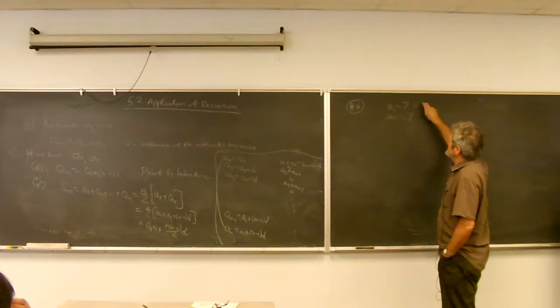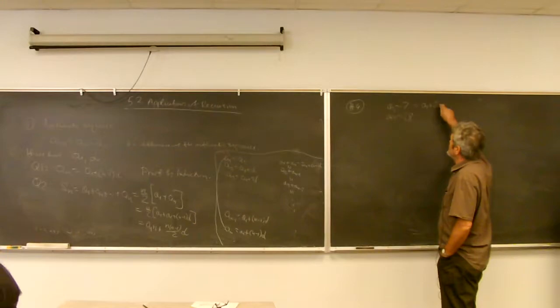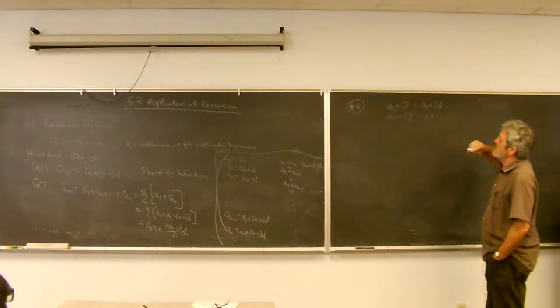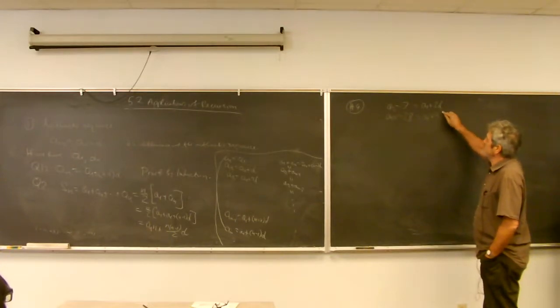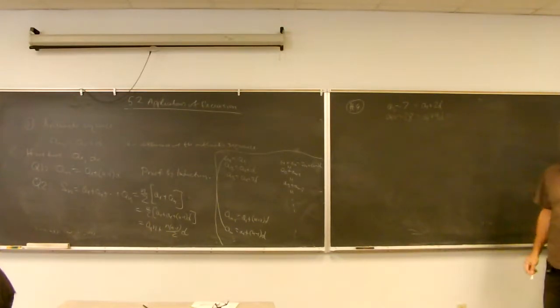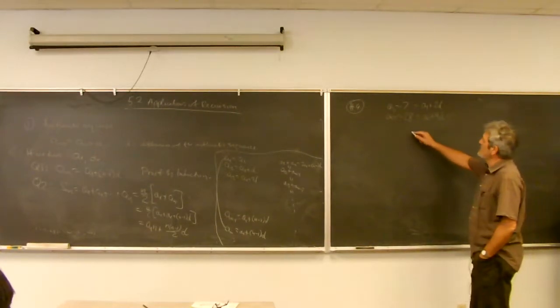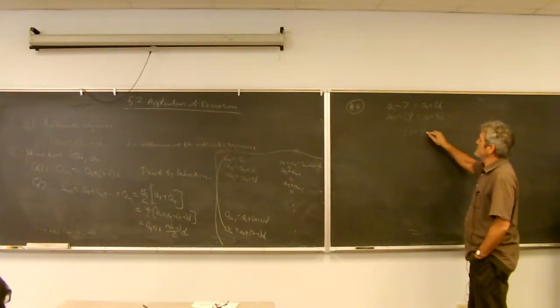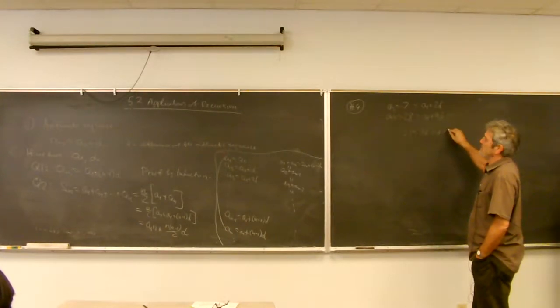So what is this? This is a1 plus 2d, and this is a1 plus what? 9d. And then you have a system of two equations with two variables. What's the easiest way to solve it? Subtract them. So you get 21 equals 7d. So d is what? 3.